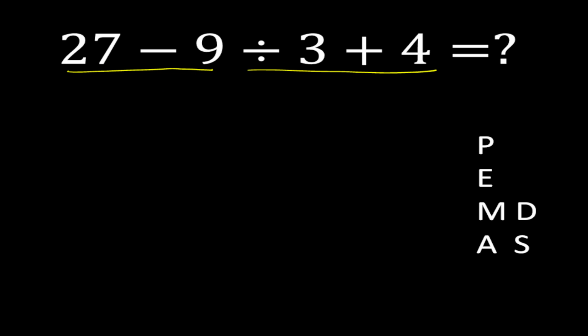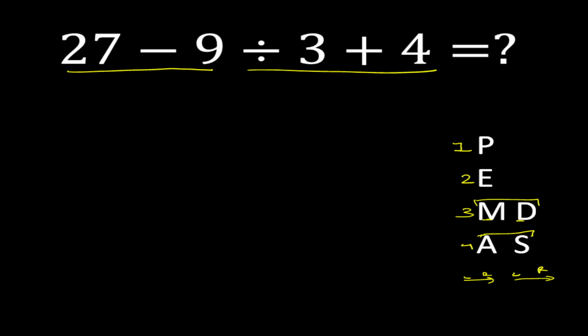According to the PEMDAS rule, first priority is parentheses, then second priority is exponents, then third priority is multiplication and division. And here multiplication and division both have equal priority, so we have to solve it from left to right. Then fourth and last priority is addition and subtraction. And also addition and subtraction both have equal priority, so we have to solve it from left to right.